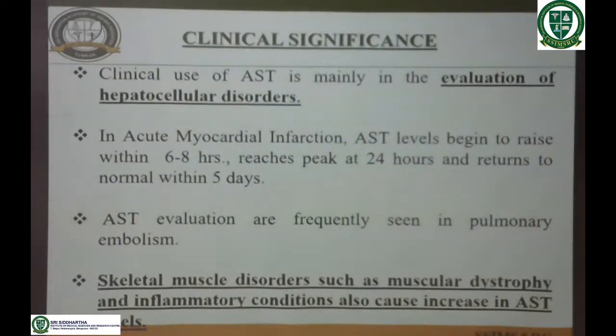In obstructive jaundice, an increase occurs but usually does not exceed 200 to 300 international units per liter. In hemolytic jaundice, the level of these enzymes can be normal. So during clinical interpretation, we have to be very careful while interpreting the results.